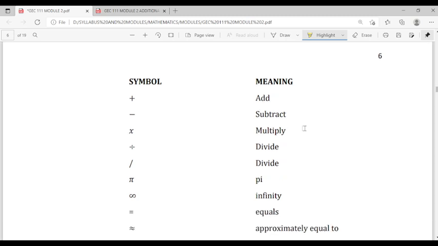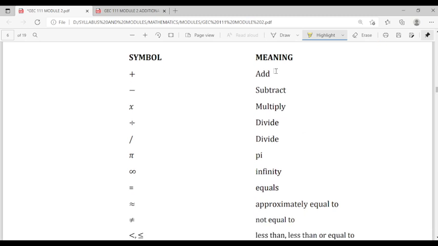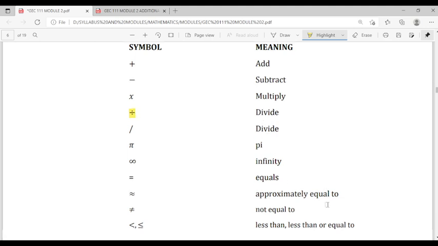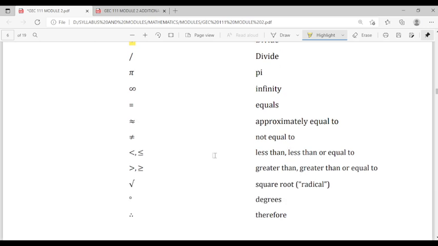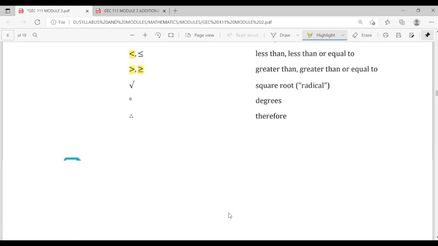But before that, let's take a look at the different symbols and their meanings. We have here the symbols for add, subtract, multiply, divide, the slash or this symbol. Pi, infinity, equals, approximately equal, not equal, less than, this one, and less than or equal to. Greater than, greater than or equal to. We have square root, degrees, and therefore.